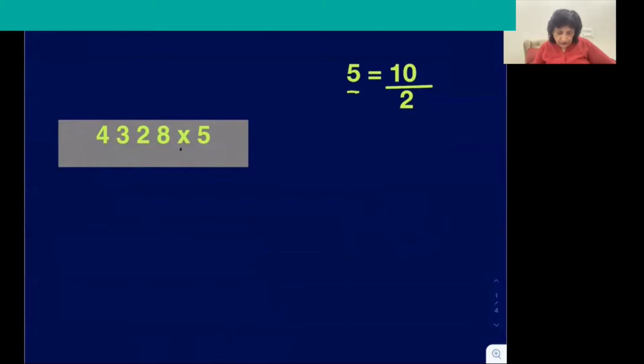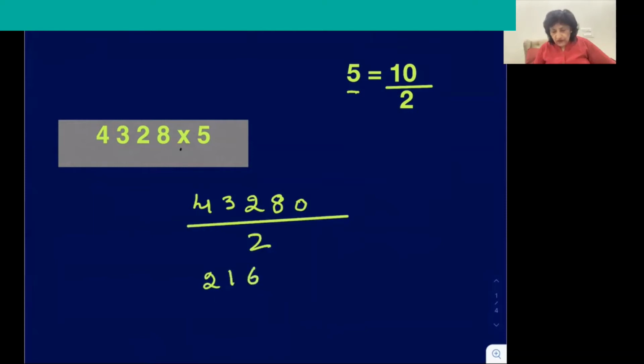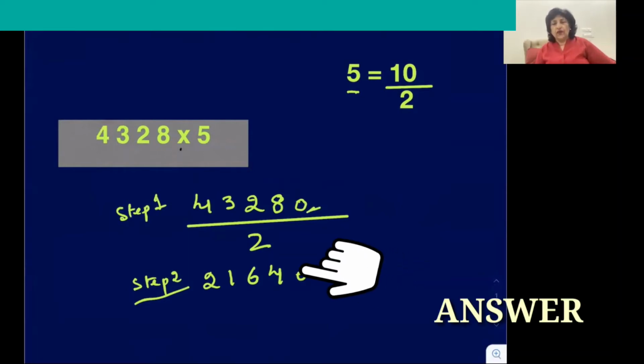So our first step would be we take the number 4, 3, 2, 8 and then we join 1 0 at the end of this number and now divide this number by 2. So 2 2s are 4, 2 1s are 2, 2 6s are 12, 2 4s are 8 and 0. Now this is the step 2 when we divide the number by 2, and step 1 is just join the 0 of 10 to the end of the number.